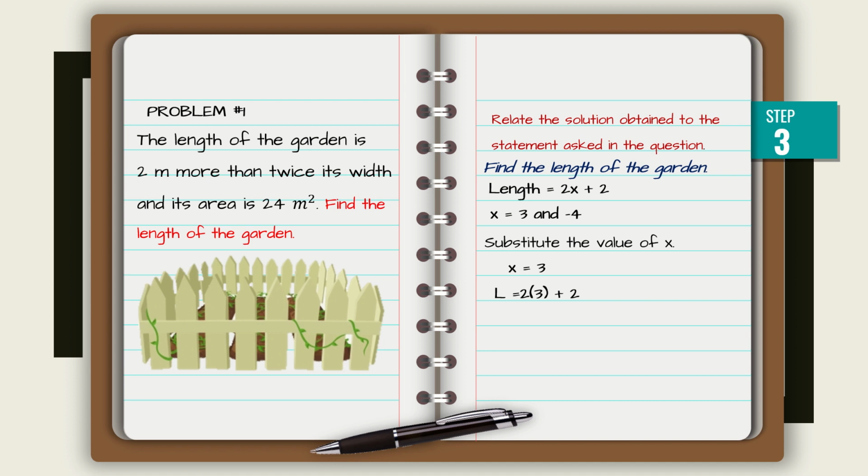Palitan natin ng 3 yung x na nakikita natin. So, it will become length is equal to 2 times 3 plus 2. 2 times 3 is 6. So, it will become 6 plus 2. And 6 plus 2 is equal to 8.